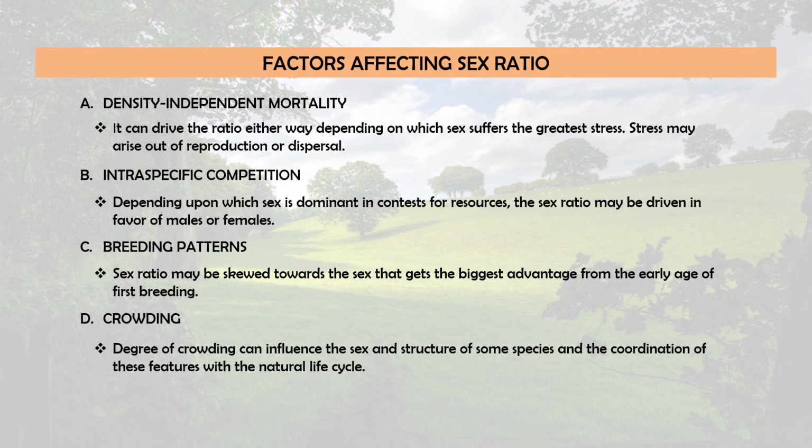Now, there are some factors that affect these ratios. There are mainly four factors: density independent mortality, intraspecific competition, breeding patterns, and crowding. First one, density independent mortality. It drives the ratio either way depending on which sex suffers the greatest stress, and the stress may arise out of reproduction or dispersal.